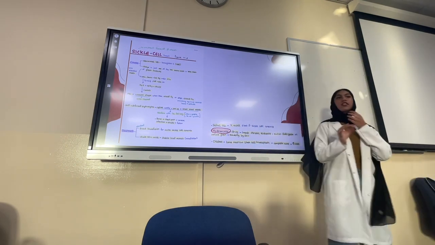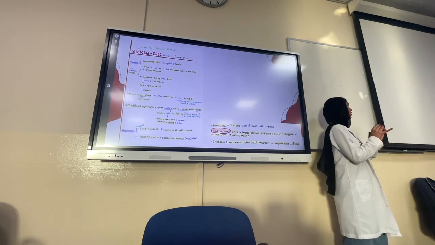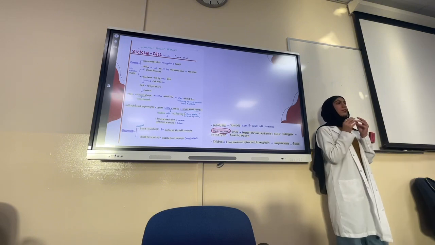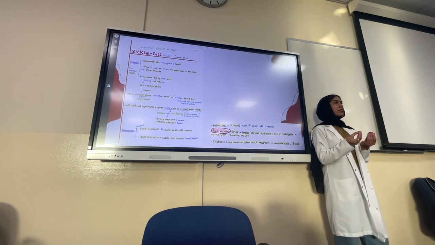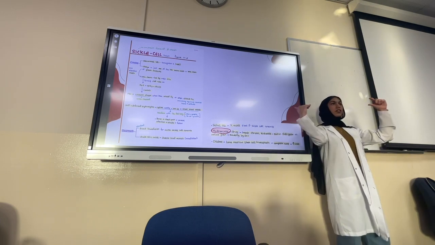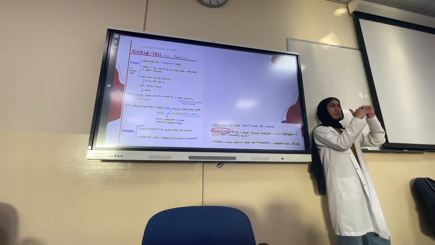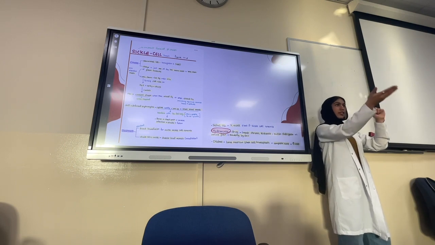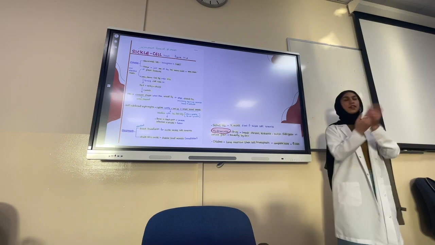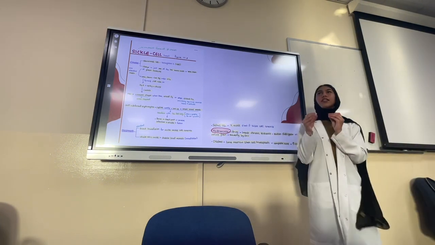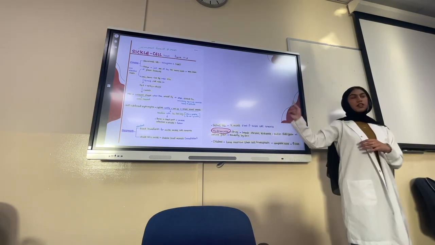Okay, let's go over the shape. First of all, what did we say? It's going to be crescent shaped and spiky, right? Is this good for oxygen? Terrible. Why? Because when there's no oxygen, it's going to get stuck. And it could get stuck in small capillaries. That's one of the things that is so dangerous about sickle cell anemia.